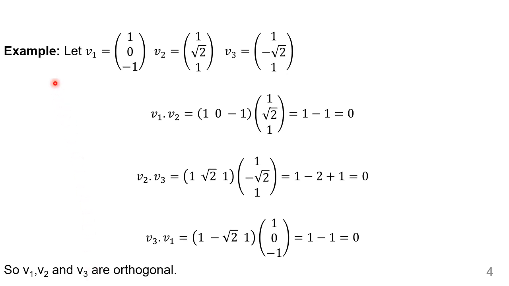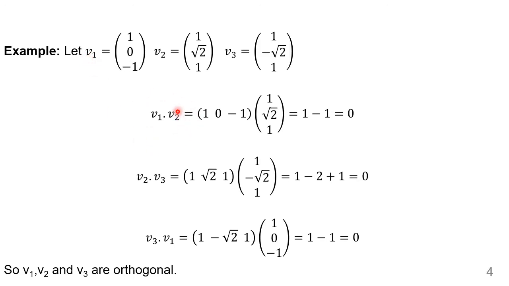Let us take an example to understand the orthonormal vectors. We consider three vectors: V1 is equal to 1, 0, minus 1. V2 is equal to 1, root 2, 1. V3 is equal to 1, minus root 2, 1. First, let us check their orthogonality. That is, V1 has to be orthogonal to V2, V2 has to be orthogonal to V3, and V3 has to be orthogonal to V1. That can be done by getting their dot products.